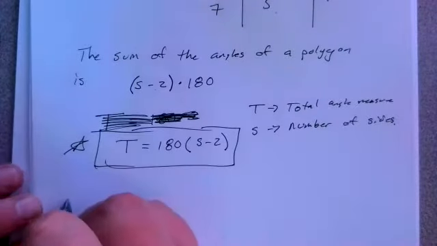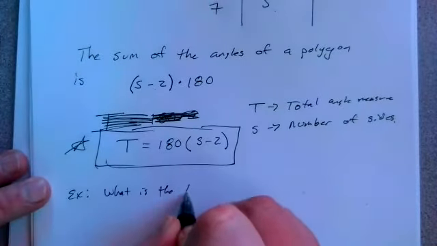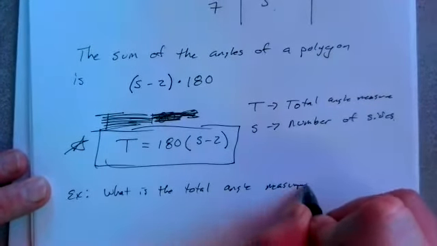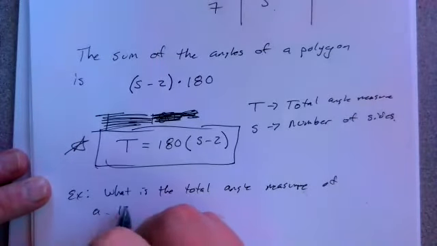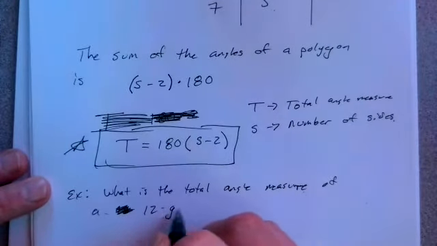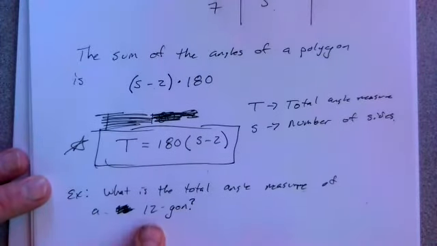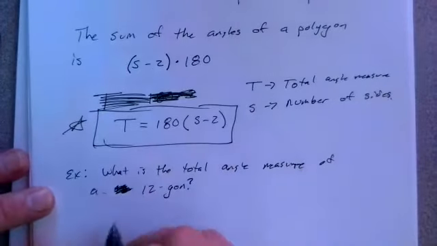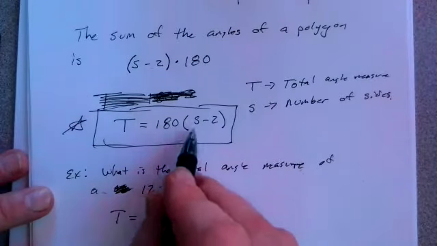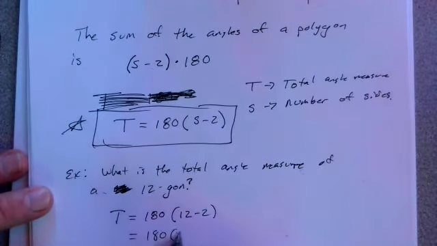let's just do this example here. What is the total angle measure of a 12-gon? How many sides does a 12-gon have? Well, it has 12. So then we could say T equals 180 times, and then S being sides, 12 minus 2. 12 minus 2 is 10, so we get 180 times 10.